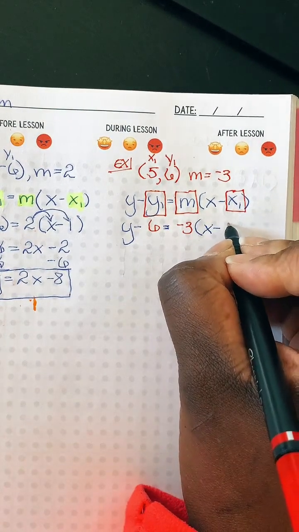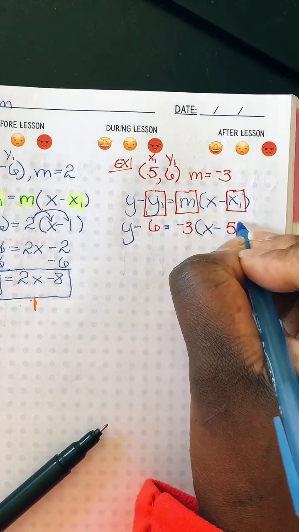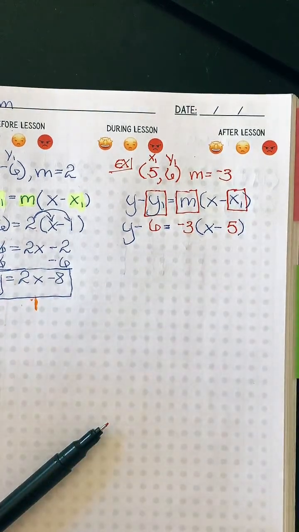So we're putting our 5 here. Good. So those are the 3 spots.